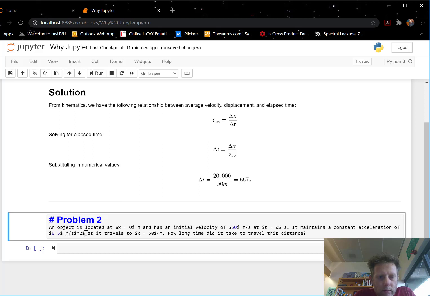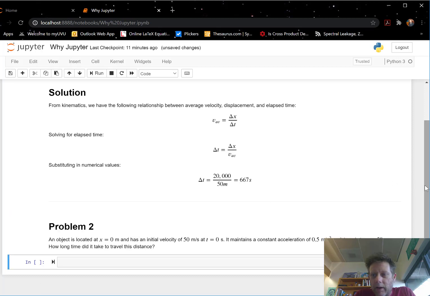Oh, it's just because of the size of my window. But here's the meters per second squared. You can see how 2 is a superscript. Okay, how long time did it take?